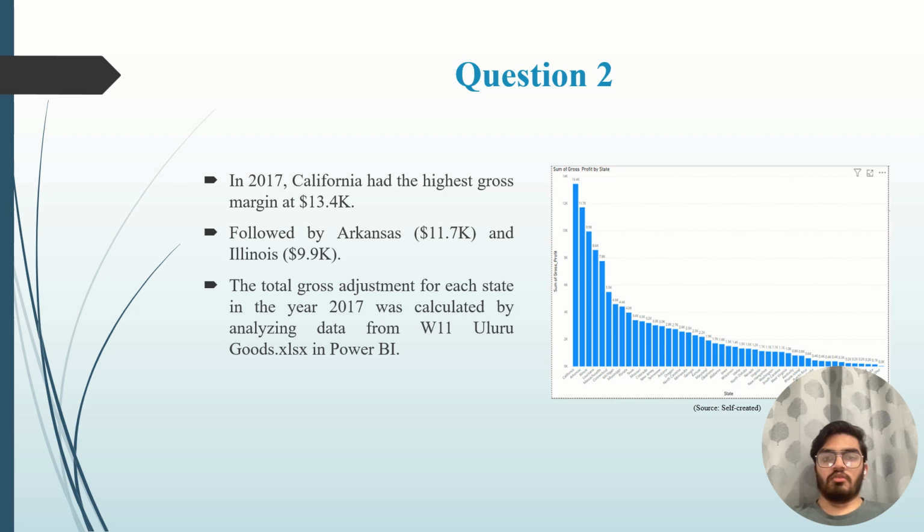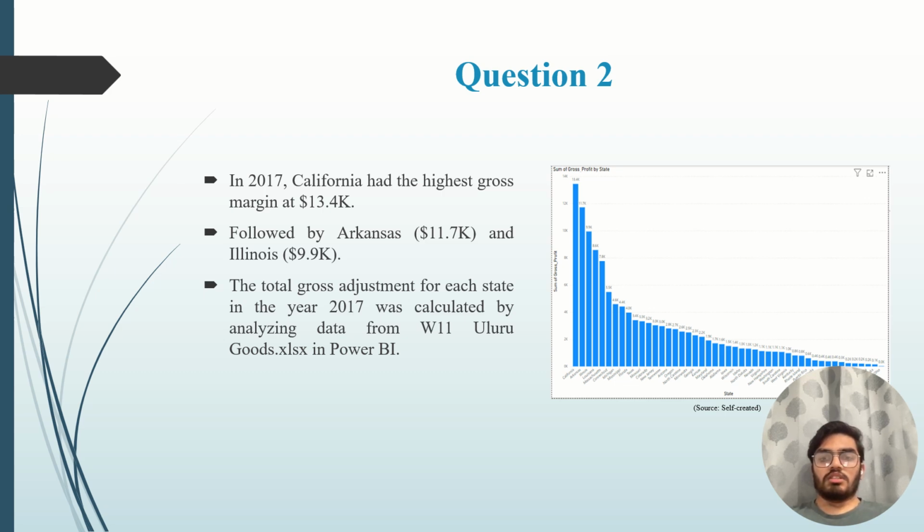From the analysis, it was evident that California led with the highest gross margin at 13.4K dollars, followed by Arkansas with 11.7K dollars and Illinois with 9.9K dollars. These three states stood out significantly compared to others. If you look at the chart on the right, you will see that these top performing states are clearly separated from the rest, with a sharp drop in gross margin beyond the third state.